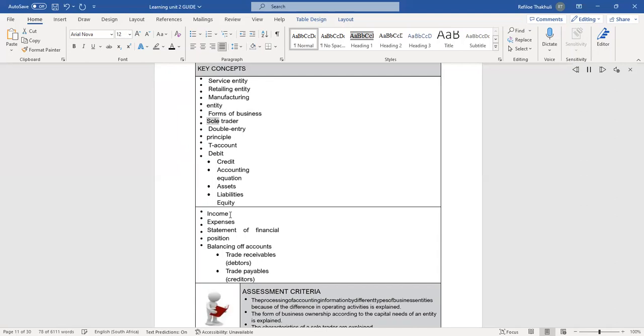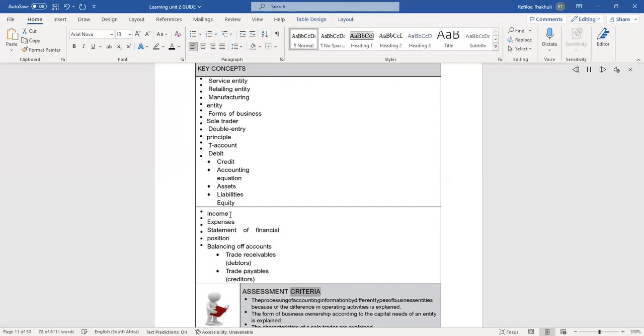Forms of business: sole trader, double entry principle, T account, debit, credit, accounting equation, assets, liabilities, equity, income, expenses, statement of financial position, balancing off accounts, trade receivables, debtors, trade payables, creditors.